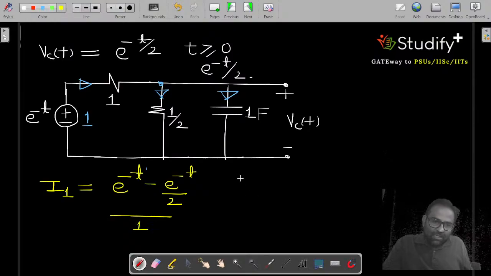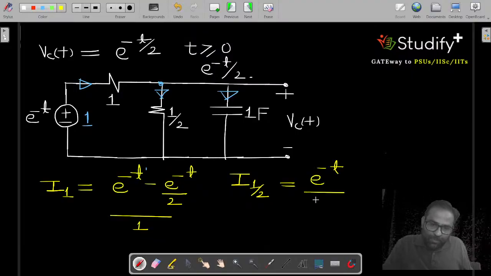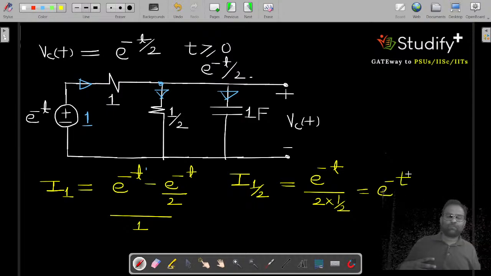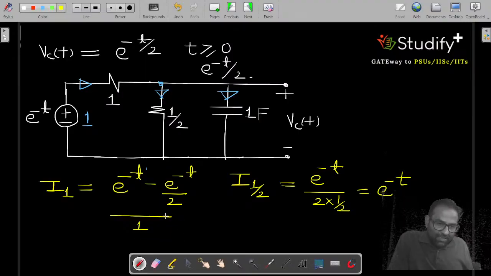What is the current in the half ohm resistance? The current in the half ohm resistance is given by e to the power minus t divided by 1 by 2. So this value is what? E to the power minus t. Correct. So what is this current? This current is e to the power minus t.